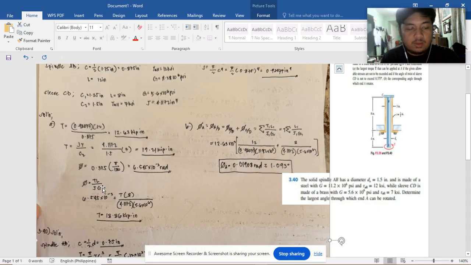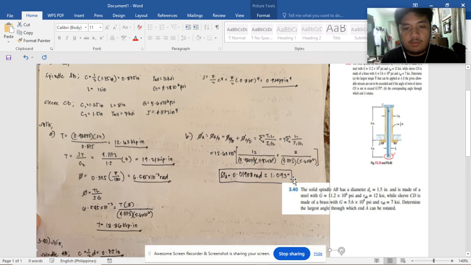And solve again for the torque. The formula is φ equals TL over JG. Substitute all the values given and you'll have the answer T is equal to 18.86 kip-inches. So that's to solve for A.